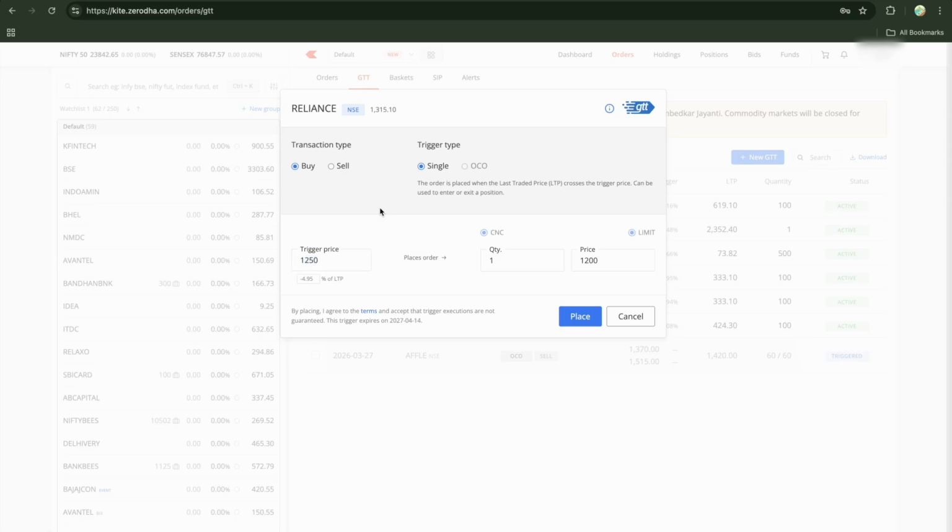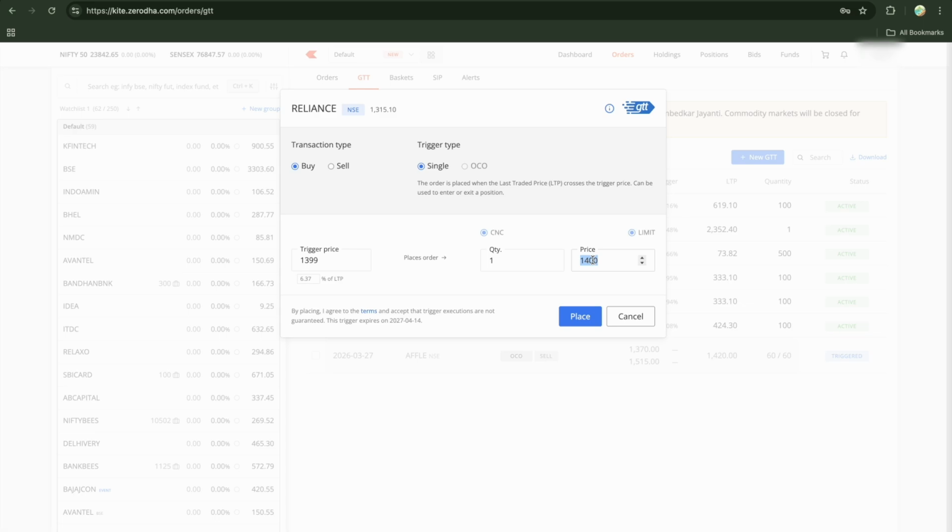Now if you want to buy a stock at a higher level, let us say right now it is below the support, and whenever it comes above the support, at that time you want to buy. What you can do is say my trigger price would be 1399 and my actual price would be 1400. This means that when the price reaches 1399, at that point the order will be created and posted to the exchange with the limit price of 1400.